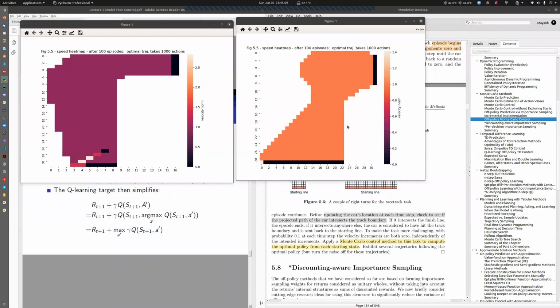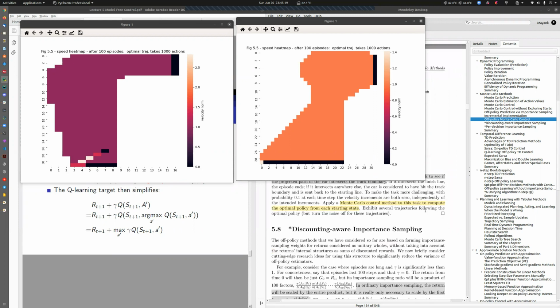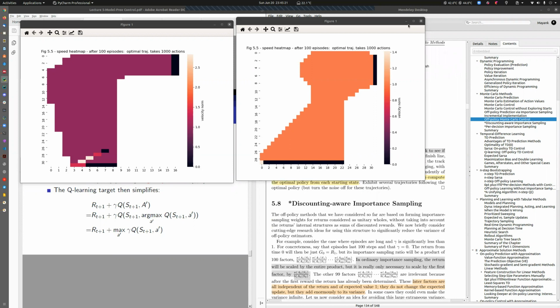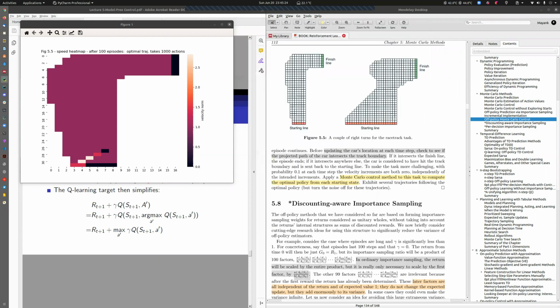So these are some simple examples. We try to compute the optimal policy from each of the starting states, and the trajectories, I think, that we will get. Let me try to get a viewpoint of the optimal trajectory that we had.